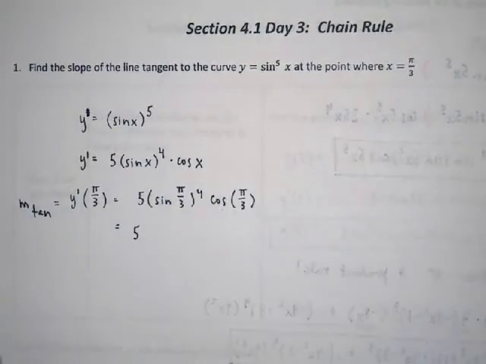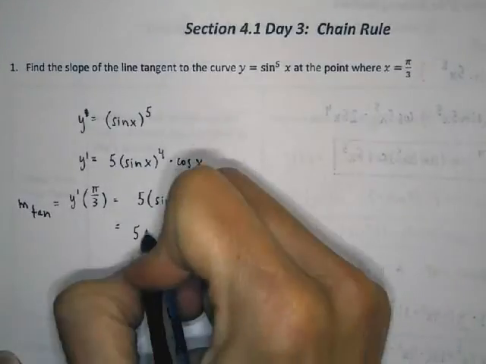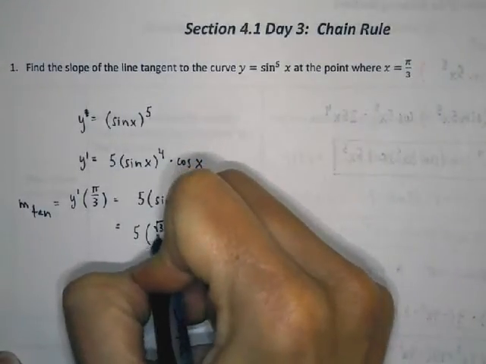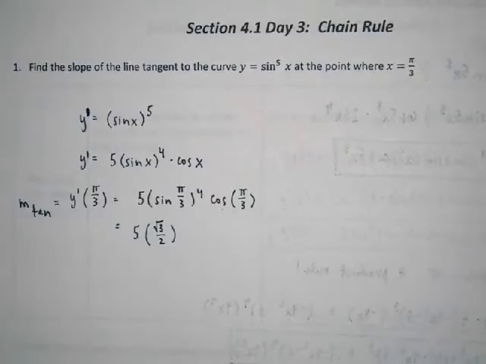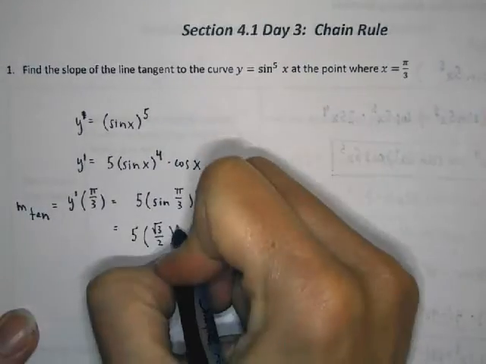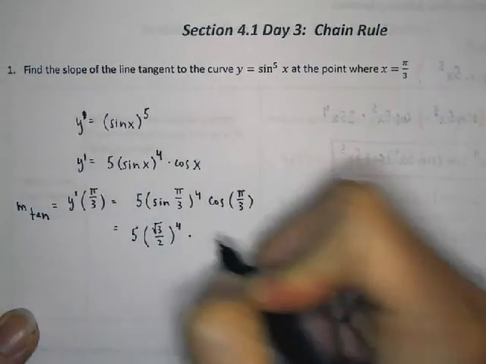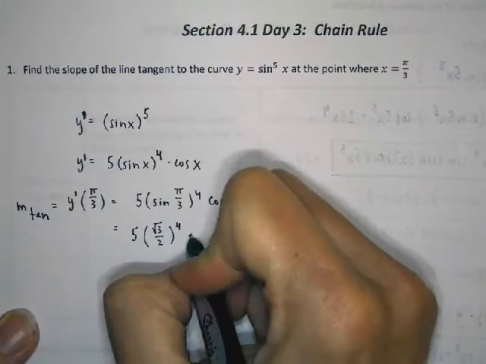And so now substituting, I know sine pi over 3 is root 3 over 2. And if you're finding you can't do these values in your head, you're going to want to go back and review your unit circle. This would easily be a no calculator question. So that's to the fourth power, and then I have cosine pi over 3, which is just 1/2.